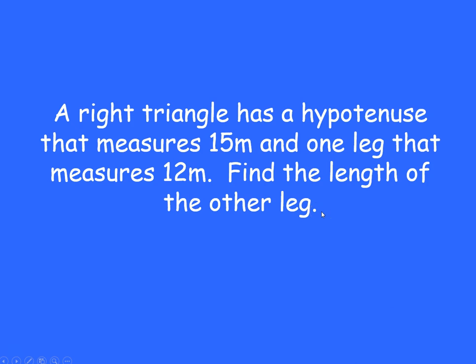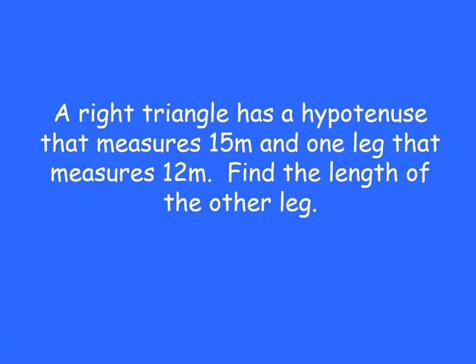A right triangle has a hypotenuse that measures 15 meters and one leg that measures 12 meters. Find the length of the other leg. Ooh, triangles. That sounds like fun. Pause the video now and use the Pythagorean theorem to solve this problem.